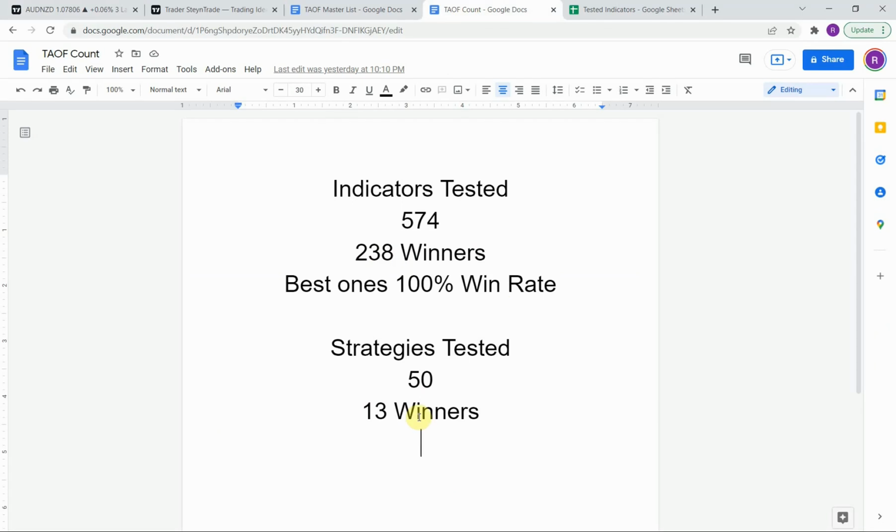So to date, we have tested a total of 50 different strategies, with 13 of them being profitable. We've also tested a total of 574 indicators, with 238 of them being winners. The best ones so far were able to achieve a 100% win rate.